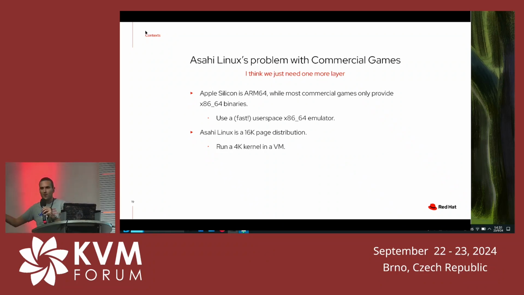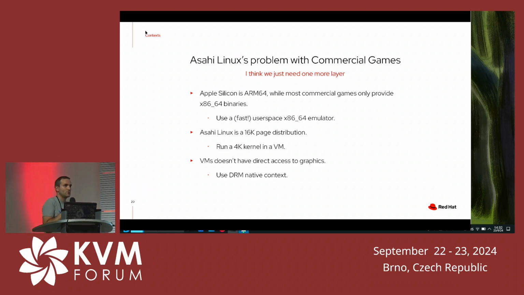It's true that, for instance, Darwin on macOS is able to do that. It may have processes that operate at 4K granularity and processes that operate at 16K granularity. But this is at least not the case for Linux for now. So we needed a way to run a 4K kernel on Asahi Linux without replacing the host kernel. And of course, the obvious option is to run it in a VM. Now, this generated a second problem, which is that VMs don't have direct access to graphics, and using VFIO is not an option because this is an embedded GPU on a board, so you cannot delegate it to a VM. So we needed something else, and in this case, the solution was using virtio-gpu with DRM native context for better performance.